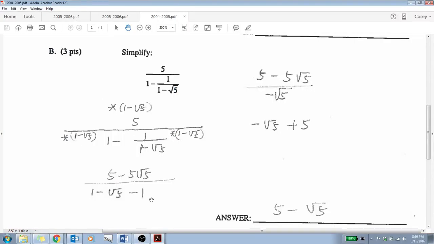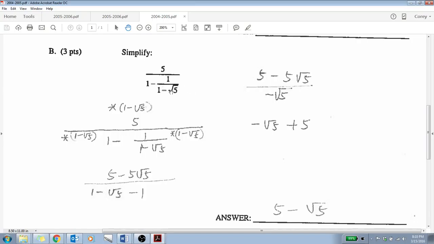This problem right here requires a similar technique that we've seen for the 2005-2006 B problem. And when you have multiple fractions, like a fraction inside of a fraction, a technique I can use is I can try to multiply by the denominator of one of the fractions so that the radicals will cancel out and I'm eliminating fractions in the process. So I'm going to multiply everything by this lowest fraction right here, the 1 minus square root of 5.